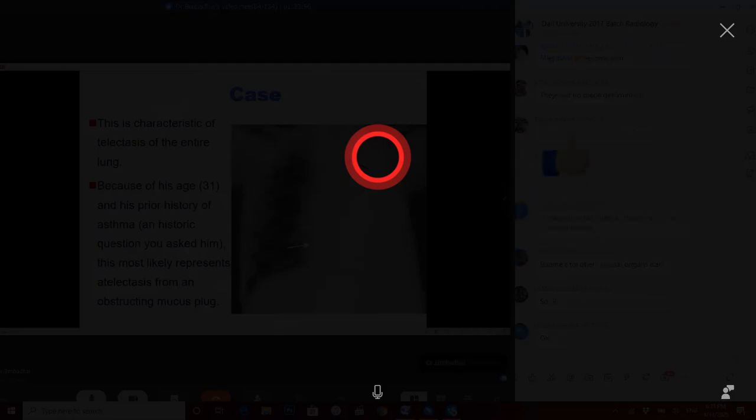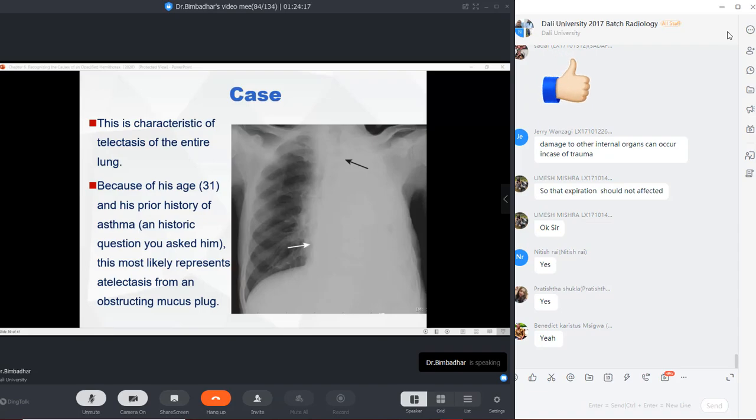And now, damage to the internal organs can also occur in case of trauma. What do you mean by that, Jerry? Why did you come up with that one there? Benedict made a very good observation. Cool. Right. Any more doubts?